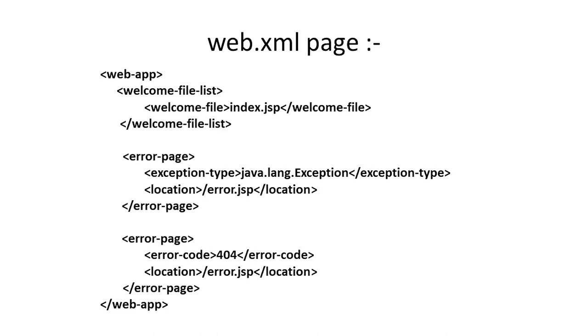Now again see the error-page also. Here an error code can also be written, for example error-code 404, and location error.jsp. Suppose we have different error codes, 404, 504, so different categories of error. Accordingly the error file will be associated with that, and then finally the web-app is closed.